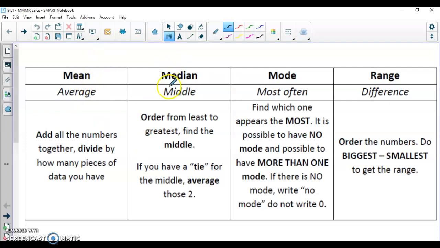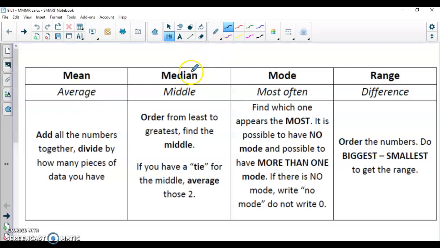You do not need to copy any of this down, but we are talking about just some information here. Mean is another word for your average. When you find your mean, you're adding all the numbers together. You're dividing by how many pieces of data you have. So add the numbers and then divide by how many you actually have.